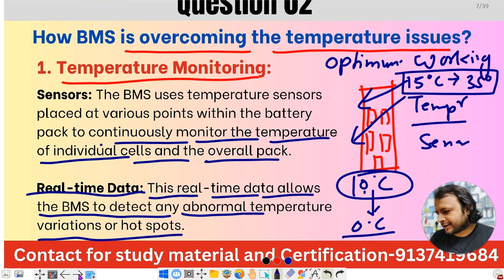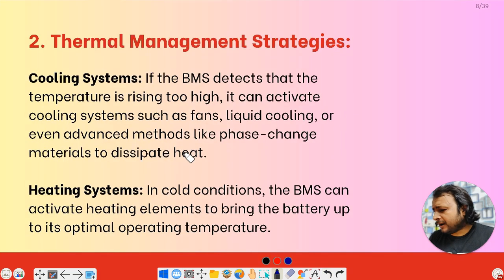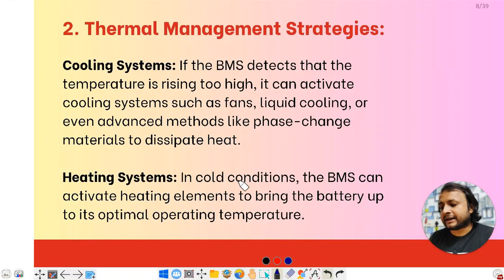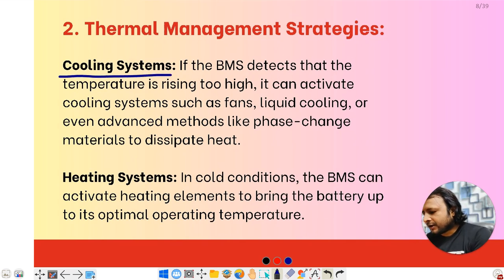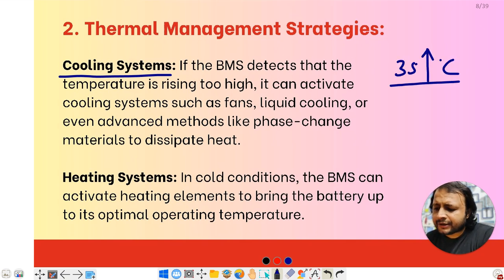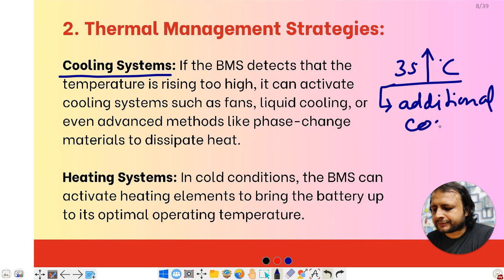Okay friends, let's move ahead. So, thermal management strategies. What are the basic strategies? How is this being done? So, cooling system. If the temperature goes beyond 35 degrees centigrade, the cooling system provides additional cooling effect. Okay, additional cooling effect.